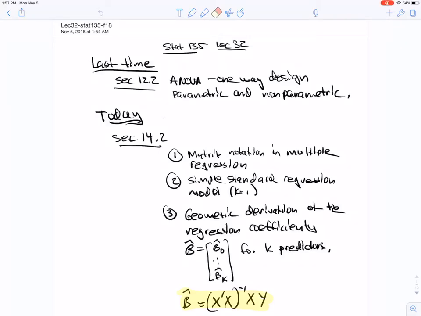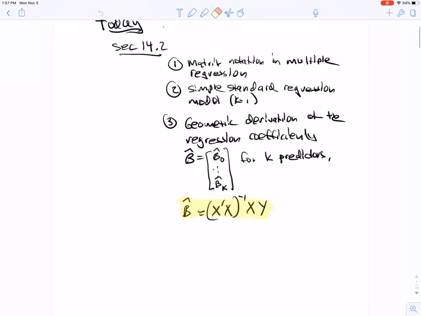Hello, it's stat135, lecture 32. Last time we finished ANOVA, section 12.2, both parametric and non-parametric, and today we're starting regression.